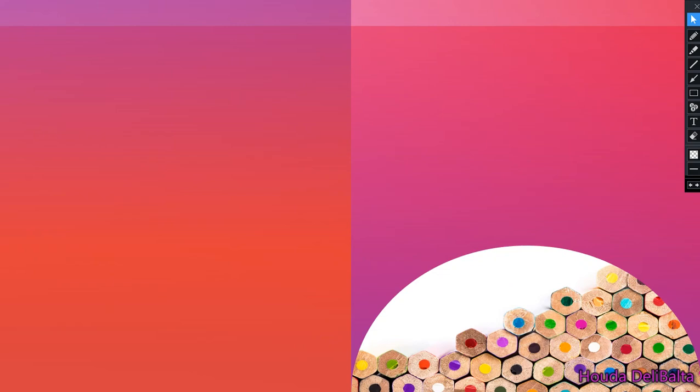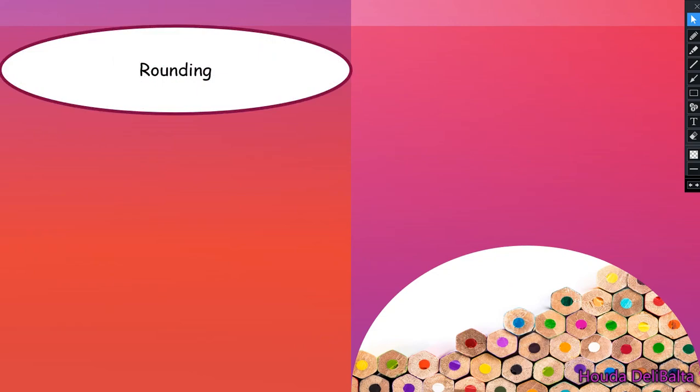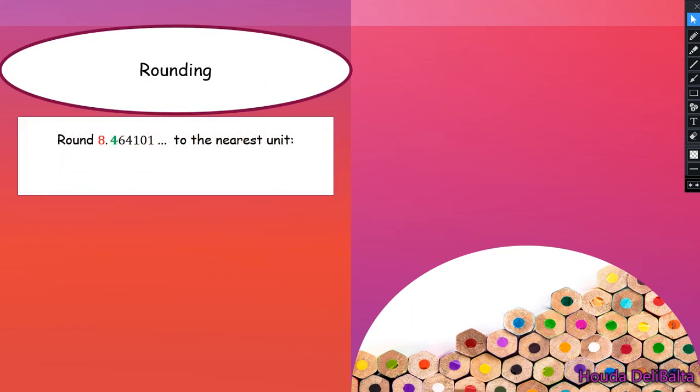Welcome back, dear grade 9 students, and after we've talked about approximation, we are going to talk about rounding. Rounding is a little bit different from approximation, and here we go with how to round irrational numbers. If I have that irrational number 8.464101 whatever, and I'm going to round it to the nearest unit.